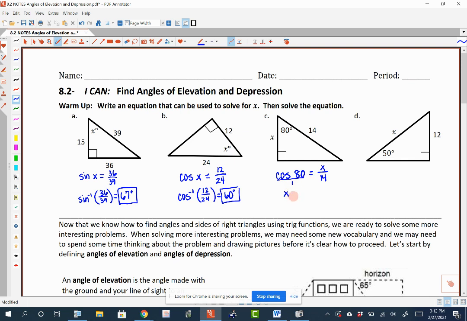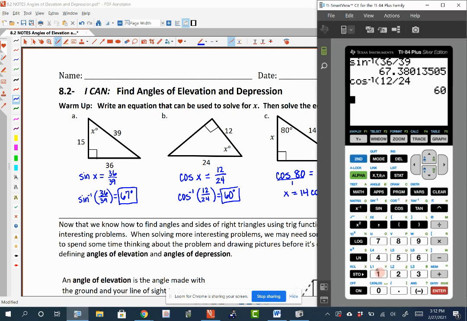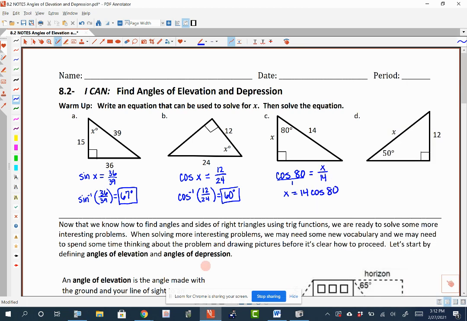1 times x, and then 14 times the cosine of 80. And remember, the calculator has the ratios for cosine of 80 stored. So I'm going to do 14 times the cosine of 80 degrees. That's going to give me about 2.4. So the side length would be about 2.4.